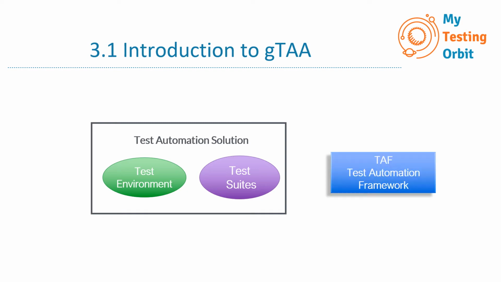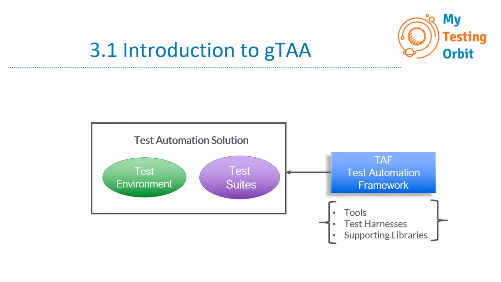Right. Now let's talk about the test automation framework, known as TAF. A test automation framework can be used to implement a test automation solution. It provides support for the implementation of the test environment and provides tools, test harness, or supporting libraries. So this is how a test automation framework is linked to a test automation solution.